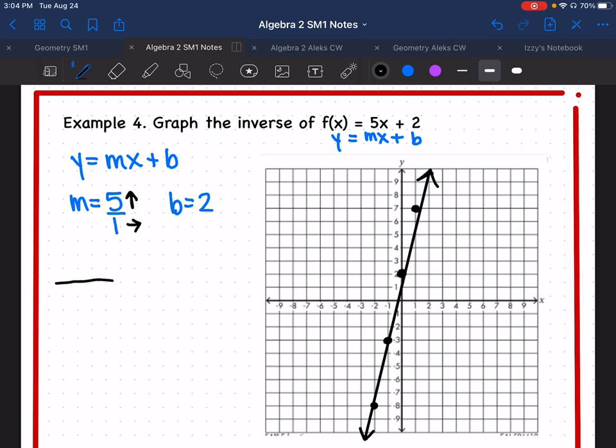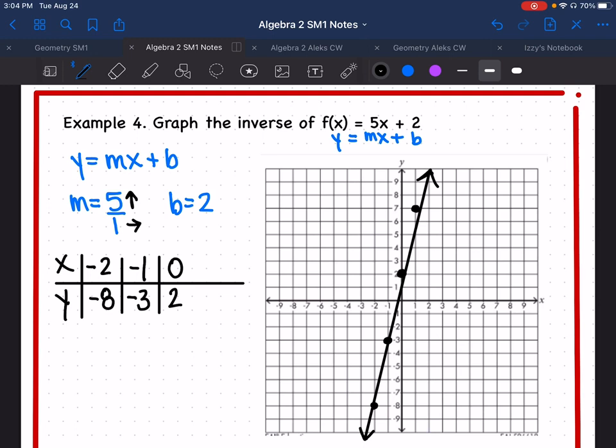Let's go ahead and make our table. You only need the 4 points in the table, and then you're just going to take your table and reverse it to get your new point. So I'm going to start with the point at the bottom. It is -2, -8. And then I've got -1, -3. I've got 0, 2. And the one at the top is 1, 7. I'm going to go ahead and get my inverse.